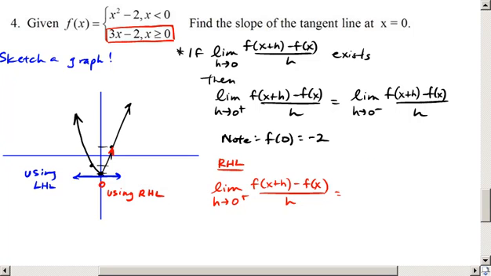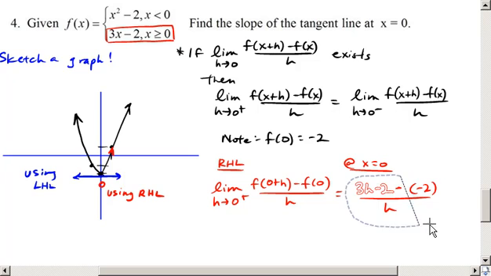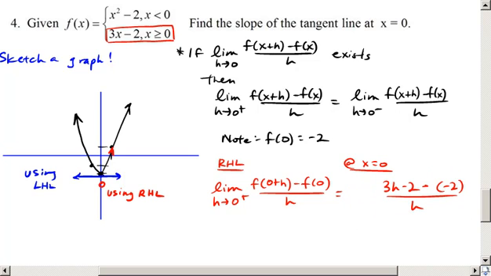Alright, so at x equals 0, this is what we're looking at. And we evaluate f of 0 plus h as h approaches 0 from the right. And we need to look at the 3h minus 2. Since 0 plus h is h, put h into the second part. So it's going to be 3h minus 2 minus -2 all over h. And again, I almost forgot, that's a limit. Okay, so this is going to be plus, that's going to cancel out, the h is going to drop out, and this becomes 3.